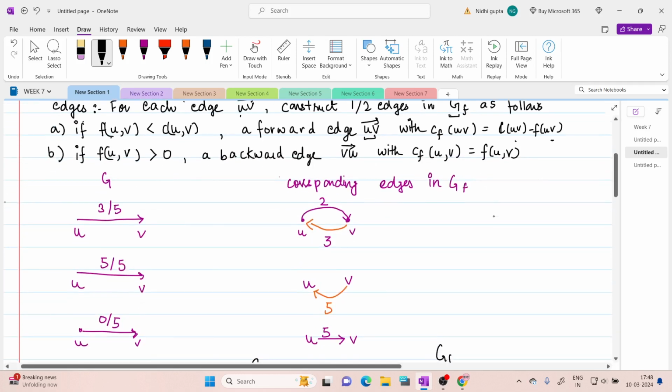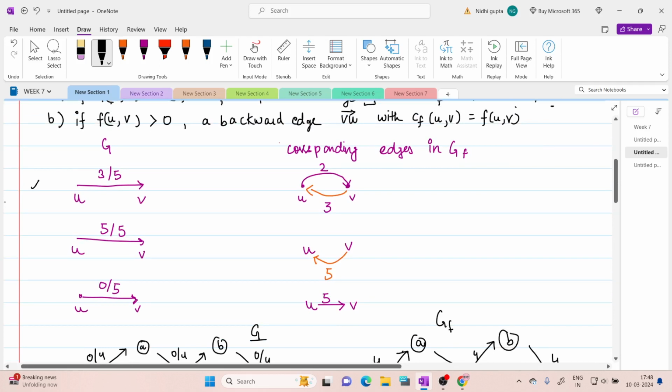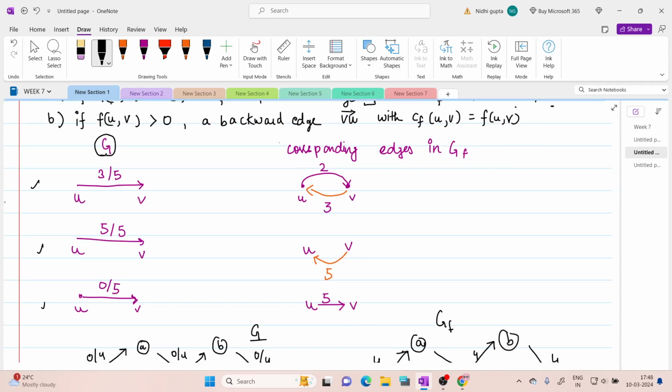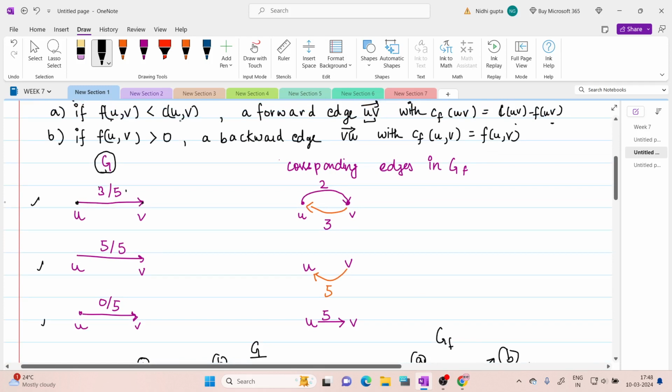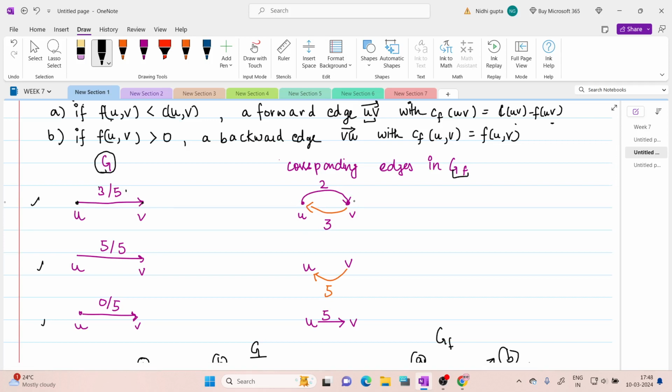Suppose this is an example. There can be three types of cases. Suppose this is the initial network G, and there is an edge UV which has flow 3 and capacity 5. The first condition is satisfied for this edge, that is, flow is strictly less than capacity. Therefore in the residual graph we'll have an edge in the same direction UV, and the weight of that edge will be the difference, 5 minus 3, which is 2. The second property is also satisfied, that is, flow is strictly greater than 0. The flow value is 3, which is strictly greater than 0. Therefore we'll also have a backward edge, an edge in the reverse direction, and the weight of that edge will be equal to the flow value.